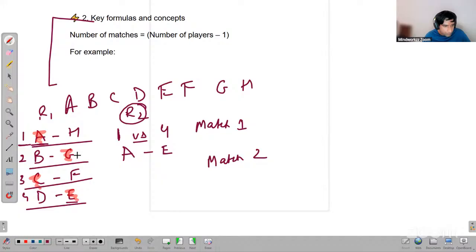Match two is going to be the person who won match two versus the person who won match three. So the person who won match two is going to be G, versus the person who won match three, which is going to be C. Okay. Now let's take two winners in this scenario also. So say for example, E is going to win against A and G is going to win against C.